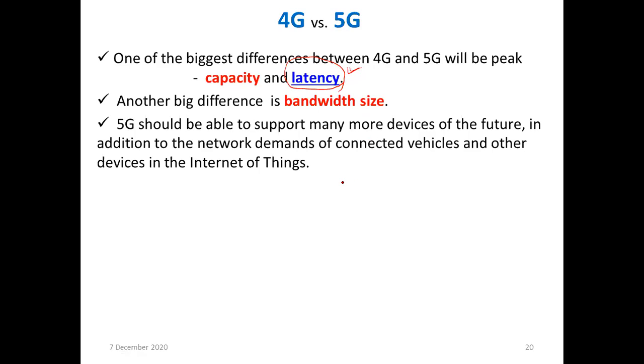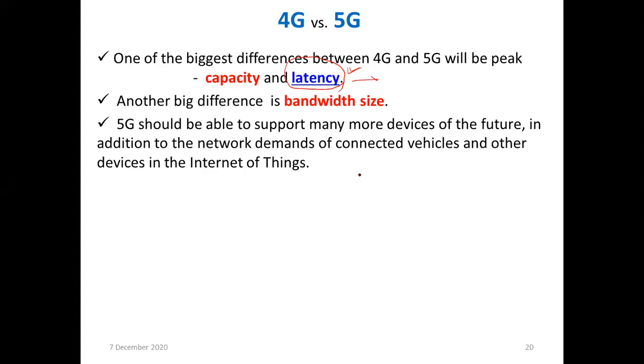Latency. Another big difference is the bandwidth size, but let me elaborate more on this latency. This is a very important thing actually. This is the delay that the network imposes for a packet of data to travel across the network. It is not what we usually call the speed that we measure in megabits per second or gigabits per second. It is not the speed. It is the data traveling time across the network.